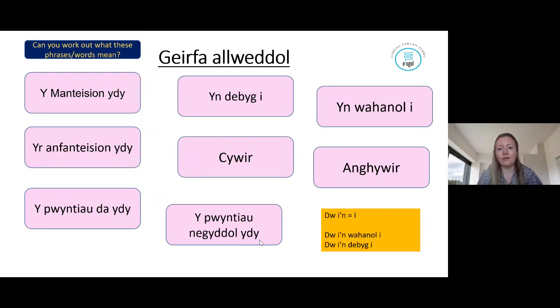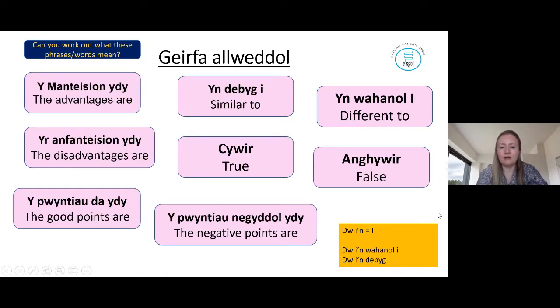Then we've got cywir and anghywir, the only two words left. Now, cywir is true and anghywir false. So cywir is correct, anghywir incorrect. Okay, so double check your answers against those.